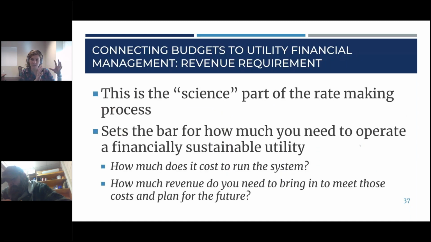And so when we're thinking about budgets as a policy document and trying to connect them to utility financial management, the key component of that is the revenue requirement. And I mentioned this in an earlier slide, but this is the science part of the rate-making process. So it's essentially setting the bar for how much you need to operate a financially sustainable utility. Again, we want to make sure that our revenues are adequate to cover the costs of the system. So we need to understand how much it costs to run the system. And based on those costs, how much revenue do we need to bring in to meet those day-to-day costs and also plan for the future? That being the revenue requirement associated with the utility in the budget.